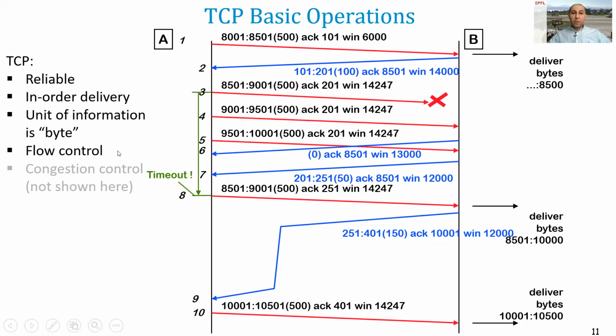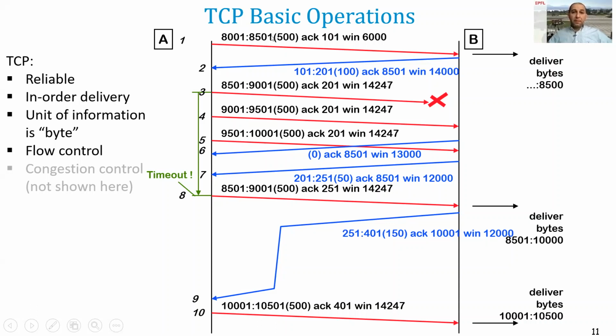And also, we'll see a new feature that we didn't describe last week. It is flow control. What is missing in this diagram is congestion control, which actually requires a full session to explain. So this is why we don't show it on this diagram. But again, this diagram is a very simplified version of TCP operations. Now we have A sending data to B.